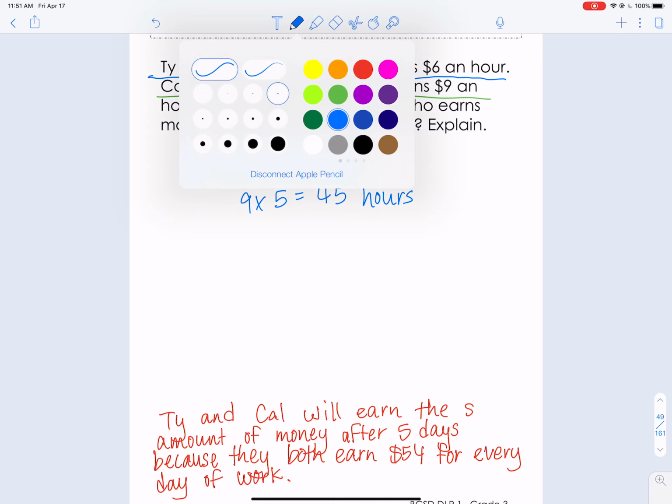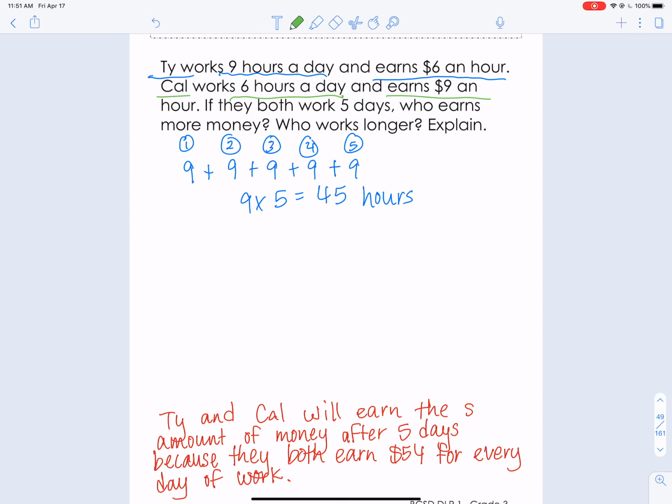Now, for Cal, in green, Cal is working 6 hours a day. So I'm going to do 6 plus 6 plus 6 plus 6 plus 6. Day 1, day 2, day 3, day 4, day 5, which is the same as 6 times 5. 6 times 5 is 30 hours. So even though they made the same amount of money, the person who is working longer is Ty. So it takes him longer to earn the same amount of money.